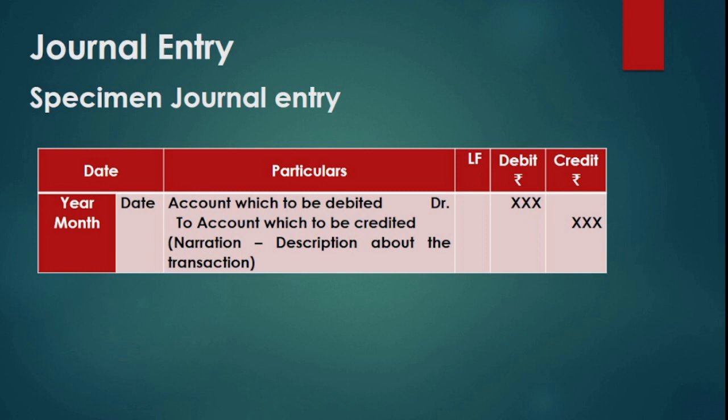Here the account which is to be debited should be written here, and here you should write as DR. Then the next line, you have to write the name of the account which is to be credited, and in appropriate places the amount should be written, and narration should be written about the transaction for which we have made a journal entry.